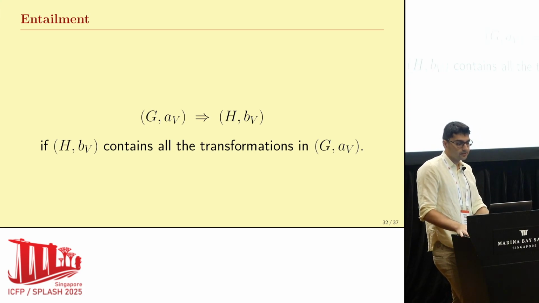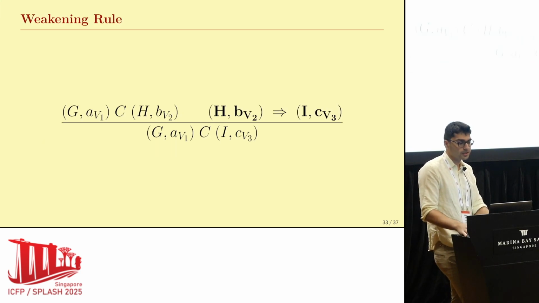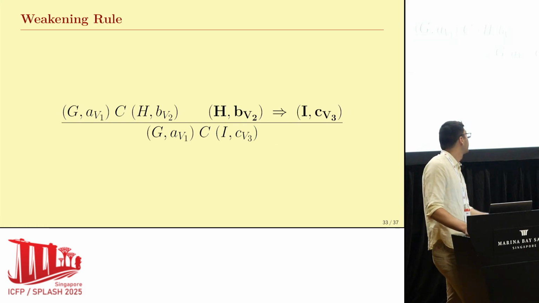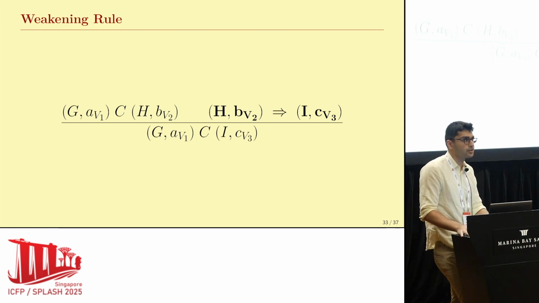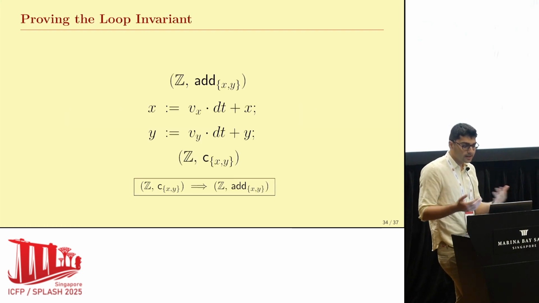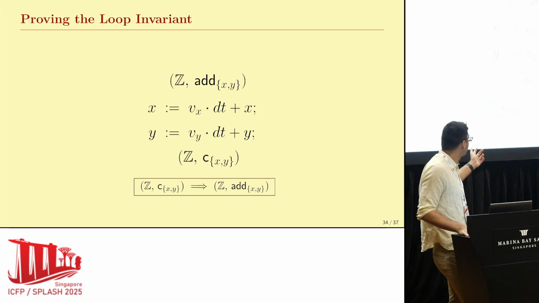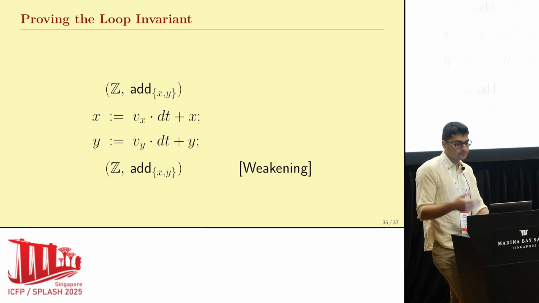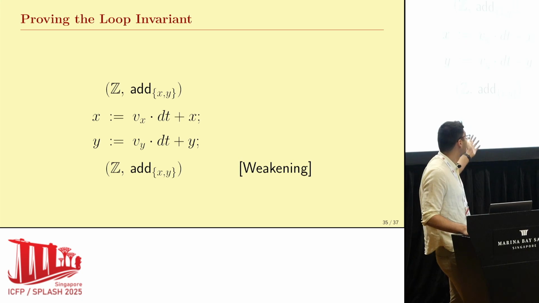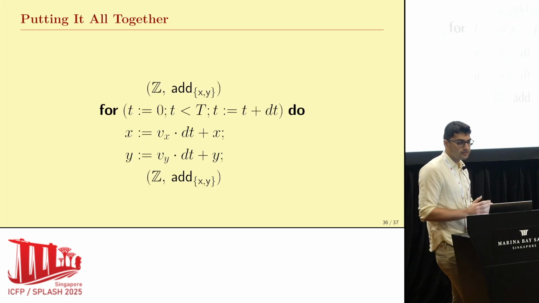And so using this notion of entailment, in our logic, we define a weakening rule, where if you've proven some triple GA C HB, and HB implies some other group action IC, you can always weaken your judgment to say that I is the post condition. And so it will turn out in our setting that this group action C that I have not defined actually implies the addition group action that we care about. And so if we use weakening, we can essentially prove what we wanted, which is that the loop body preserves the addition group action. And so putting it all together, this is what we've shown.